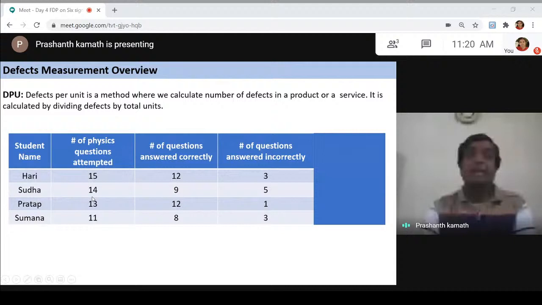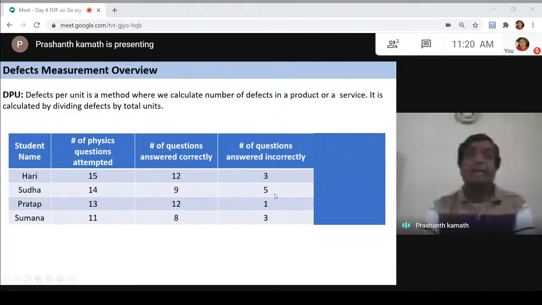Sudha attempted 14, she got 5 of them wrong. Pratap attempted 13, he got 1 question wrong. And Sumana attempted 11, she got 3 questions wrong. You need to see this variation. All of them have not attempted an equal number of questions. And for the set of questions that they attempted, they have got a few questions wrong.